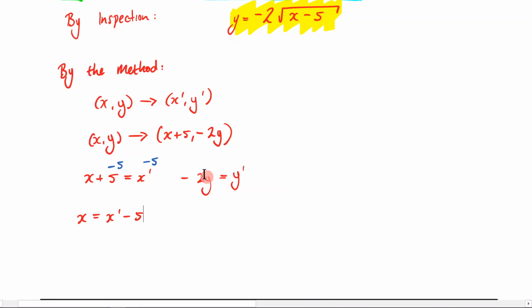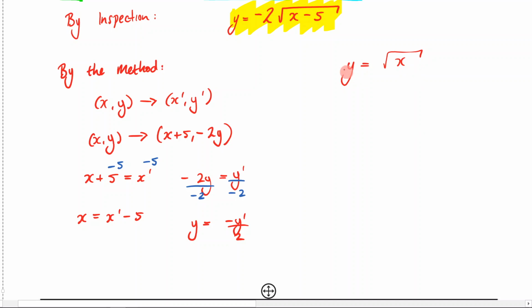And then on this side, what I want to do is get it so just y is by itself. And to do that, I'm going to divide this side by negative 2 and this side by negative 2. So that means what I'm going to be left with here is y is equal to negative y dash over 2. Those are 2 very important equations we have found because we're now going to put them into our original graph we were given. So into the y position, I'm going to put negative y dash over 2. And into the x position, I'm going to put x dash minus 5.